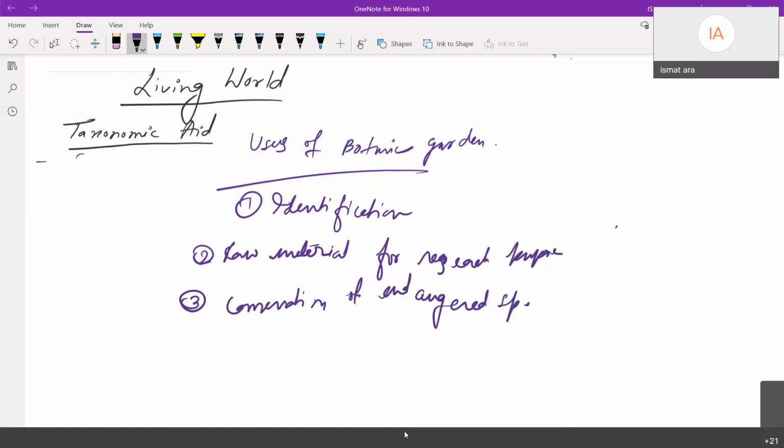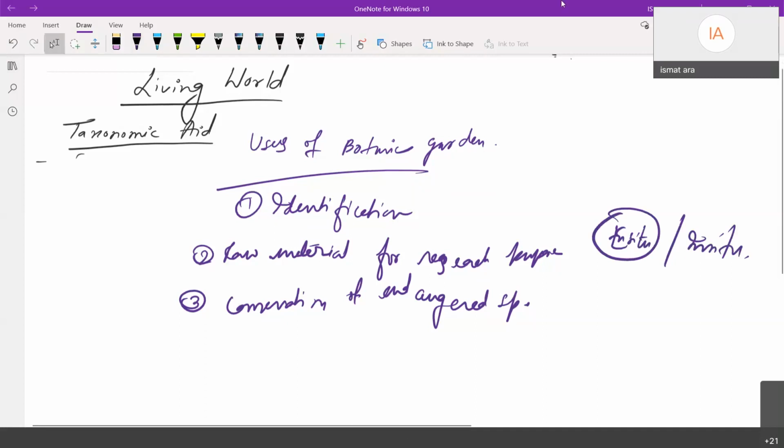What type of conservation is this? Ex situ or in situ? Ex situ means which are done in an artificial way outside. They are called ex situ conservation. In situ means natural conservation, like forest. In forest, animals are naturally conserved. Here, botanical gardens, zoological gardens, they are all examples of ex situ conservation.